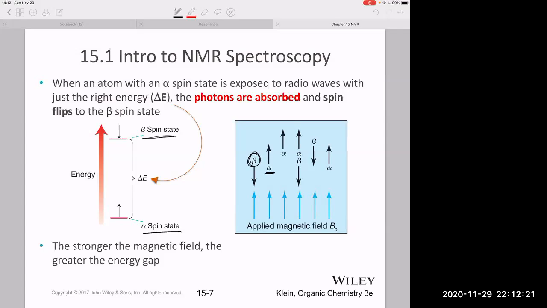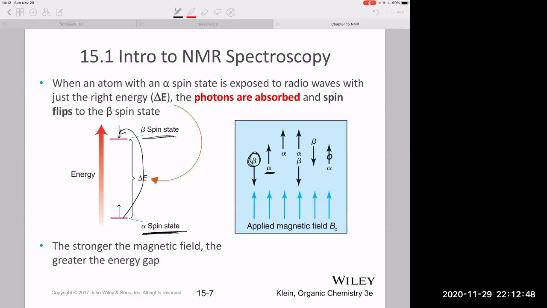Okay, so the photons that are going to be sent in there and absorbed, again, that's the nature of all spectroscopy. They're going to have the exact energy that bridges this gap, and so they're going to be able to kick an alpha spin, one that's spinning directly with the magnetic field. Once it absorbs that photon, it'll be knocked in the exact opposite direction, spinning against, right?